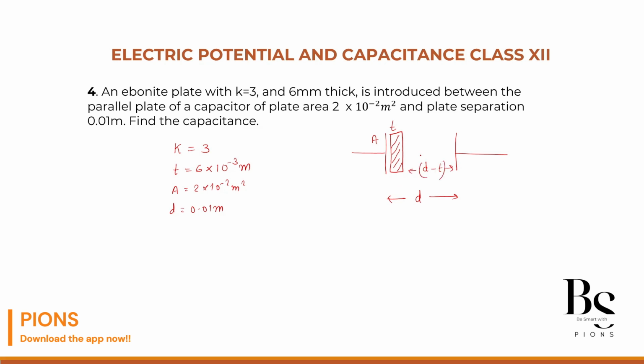Be very careful with this. Now what is D? Let's put the value. So the value for D is 0.01. Okay, great. And what is T? T is how much? 6 millimeter. So it will be 0.006, correct? So what will be this gap? That will be 0.01 minus 0.006, right? I'm just keeping it like this for the timing, I'm not solving it.